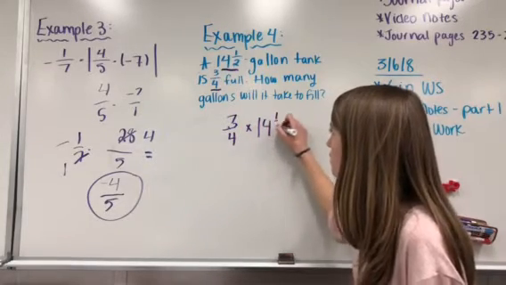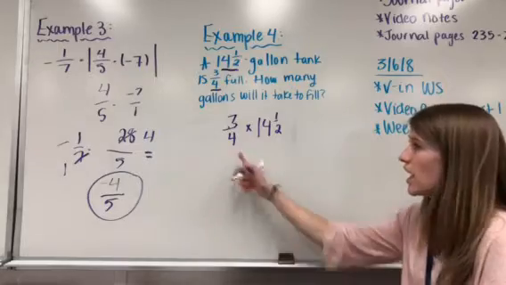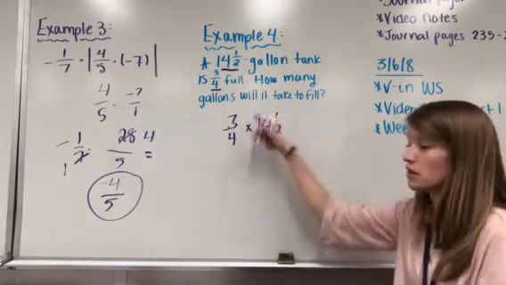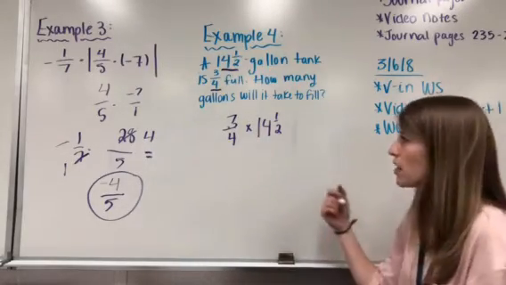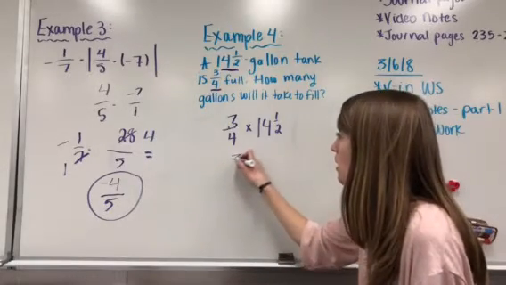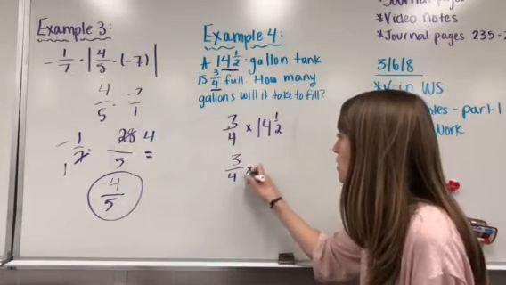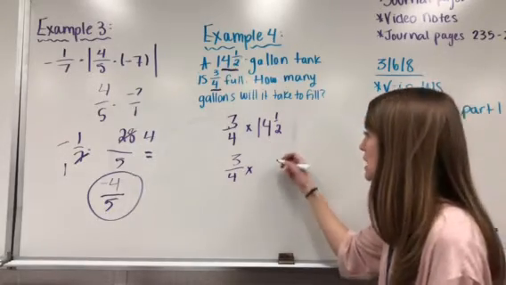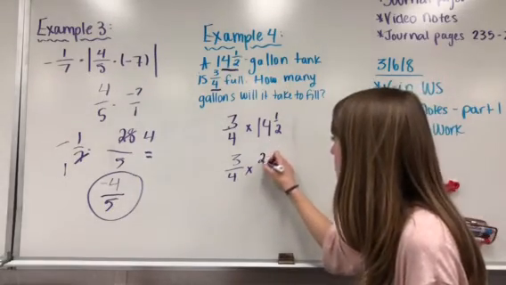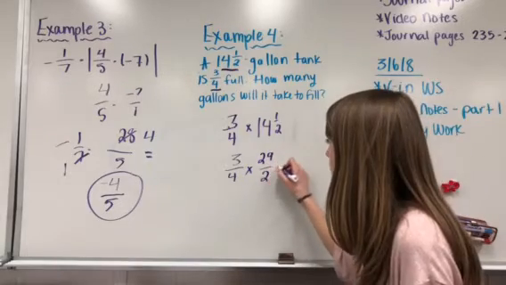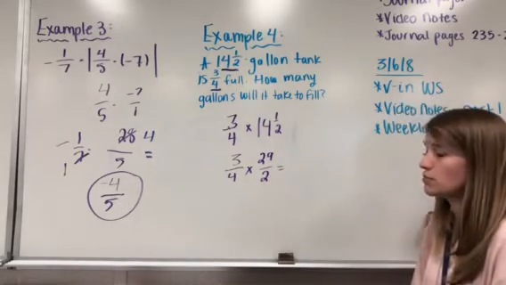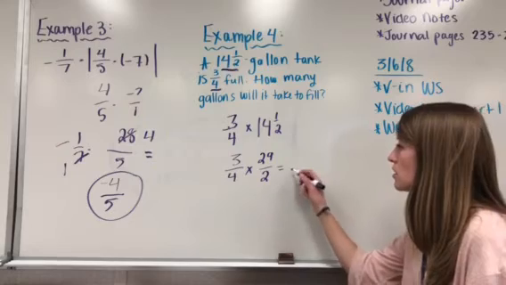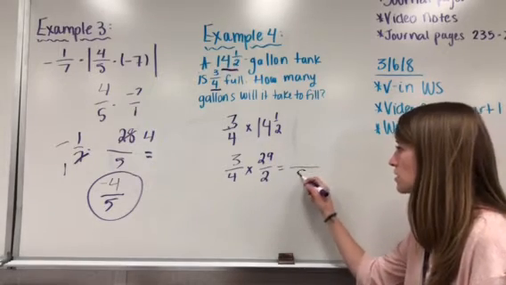times 14.5. I have a fraction and a mixed number. Let's change our mixed number to an improper fraction so we can multiply. I have 3 over 4 times 14 times 2 is 28, plus 1 is 29. I have 3 times 29 over 4 times 2. My denominator, 4 times 2 is 8.